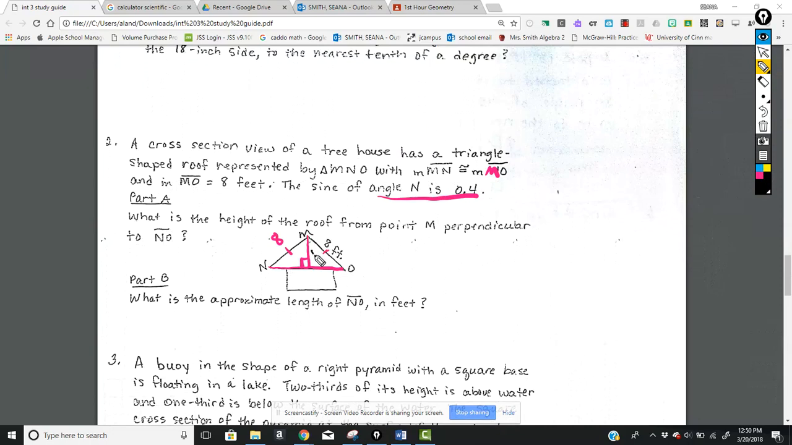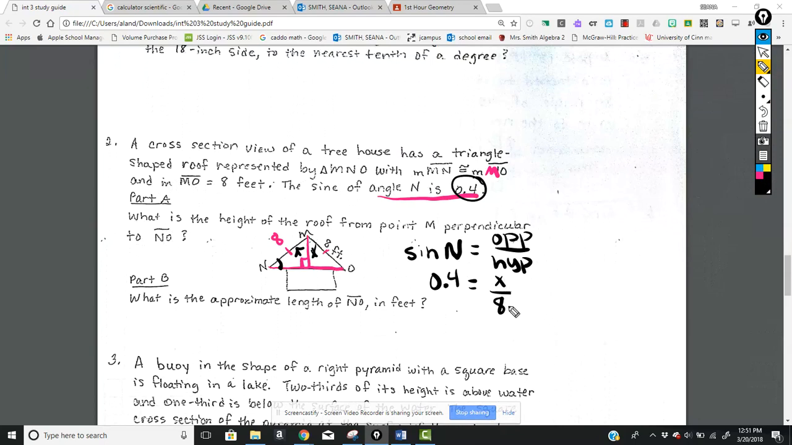So if I want to find the height, I'm going to label it X, not to confuse us with H. If I want to find X height here, I know that they gave me sine of angle N. So they gave me sine of N, which means they want me to use angle N. So sine N is going to be opposite over hypotenuse. So I go back and I say, well, I know the opposite of N is X, and I know the hypotenuse, because it's across from the 90, is 8, and I actually know sine N is 0.4, so this is more of an equation than actually typing anything in the calculator.